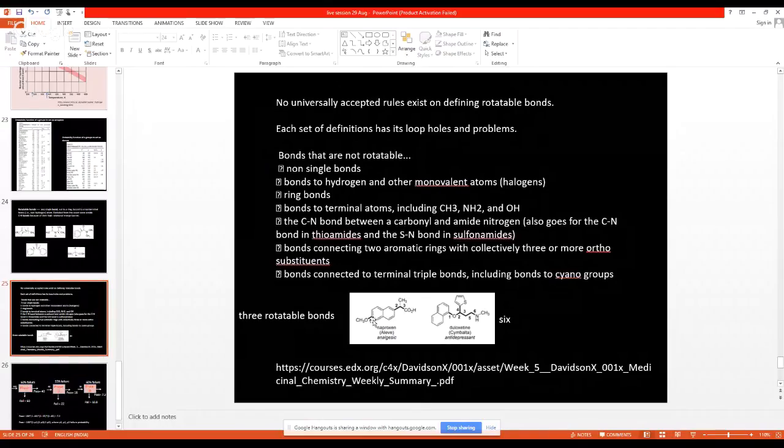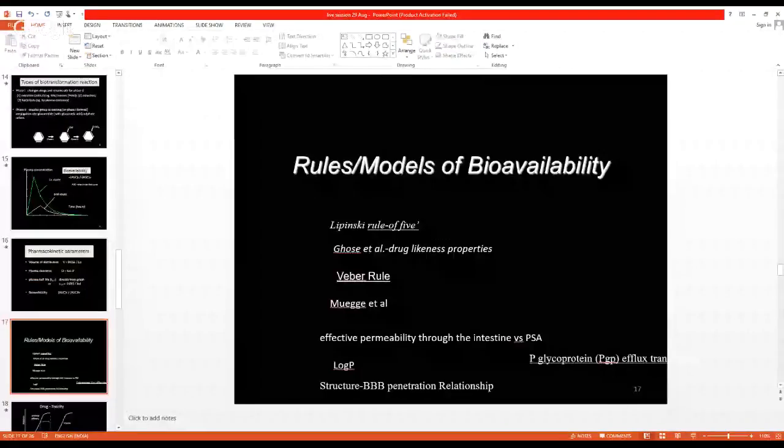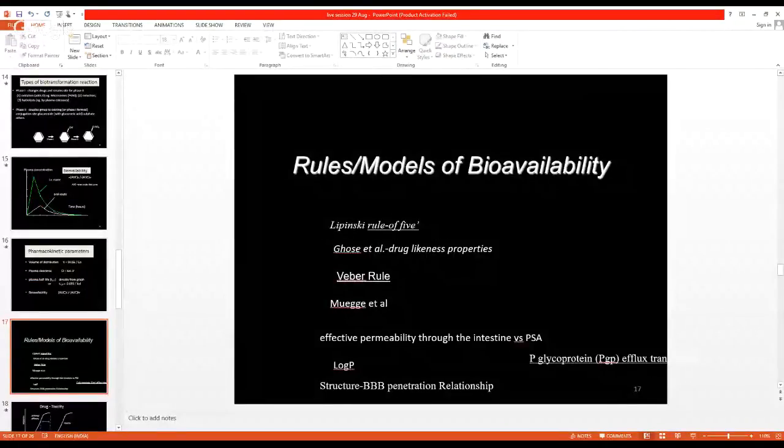So this is a rotatable bond, and these are rotatable bonds. In this particular case, these are rotatable bonds. So rotatable bonds are not very straightforward. Another interesting thing is related to hydrogen bonds. Again, hydrogen bonds are also not very straightforward.